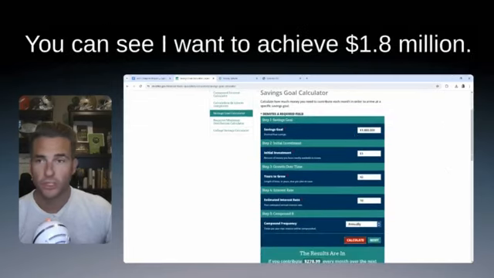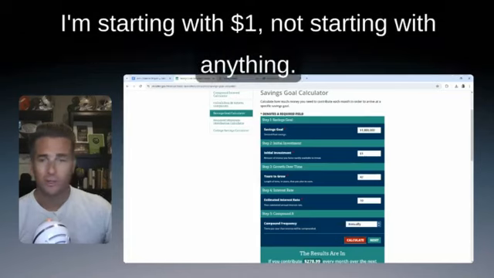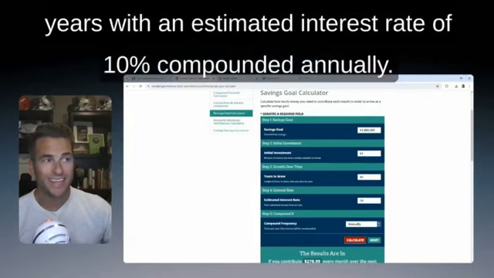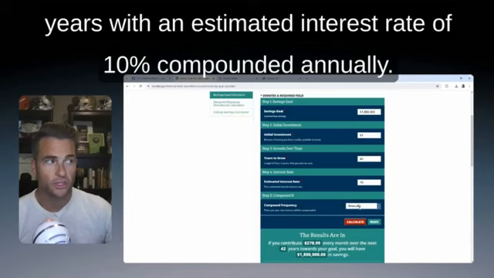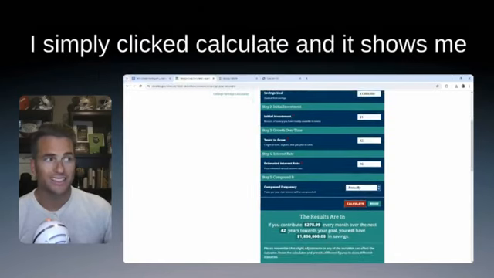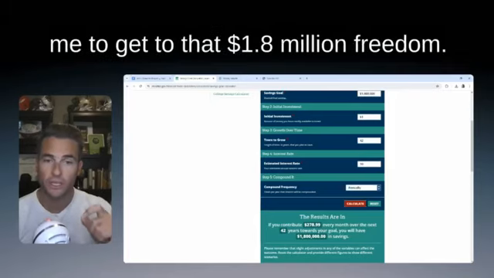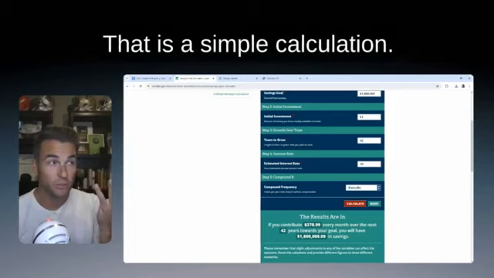You can see I want to achieve $1.8 million. I'm starting with $1, not starting with anything. And then I'm going to let it grow for 42 years with an estimated interest rate of 10%, compounded annually. I simply click calculate, and it shows me $279 a month for 42 years will allow me to get to that $1.8 million freedom. That is a simple calculation.